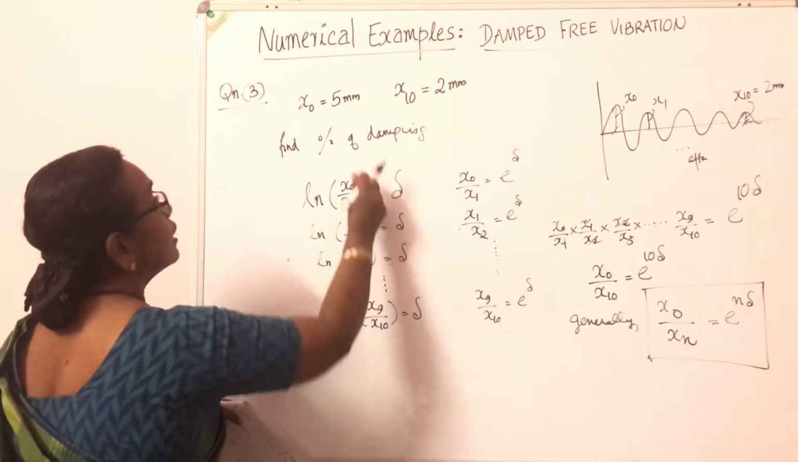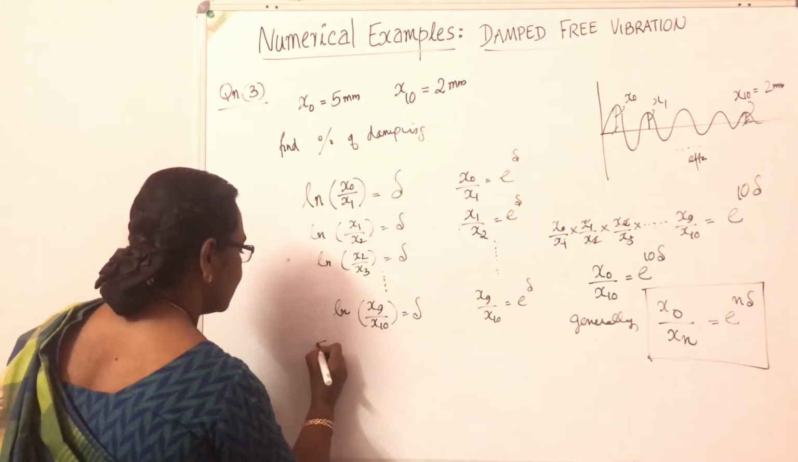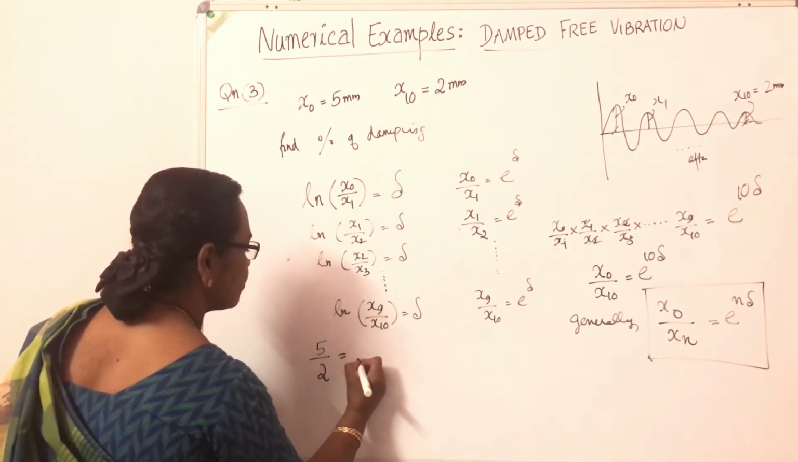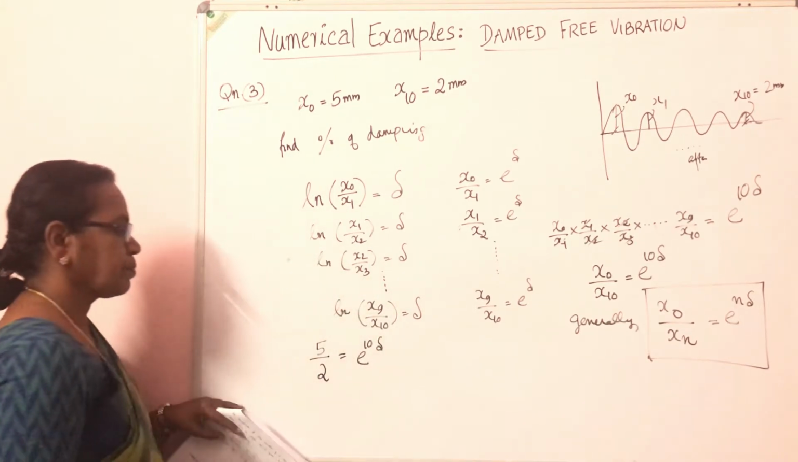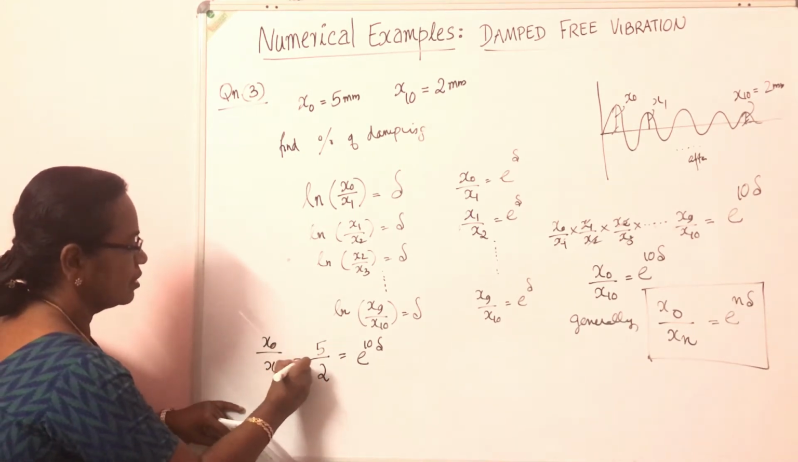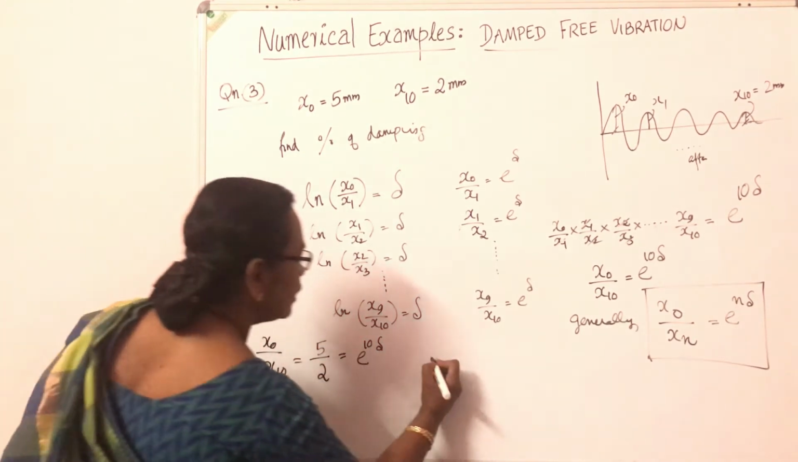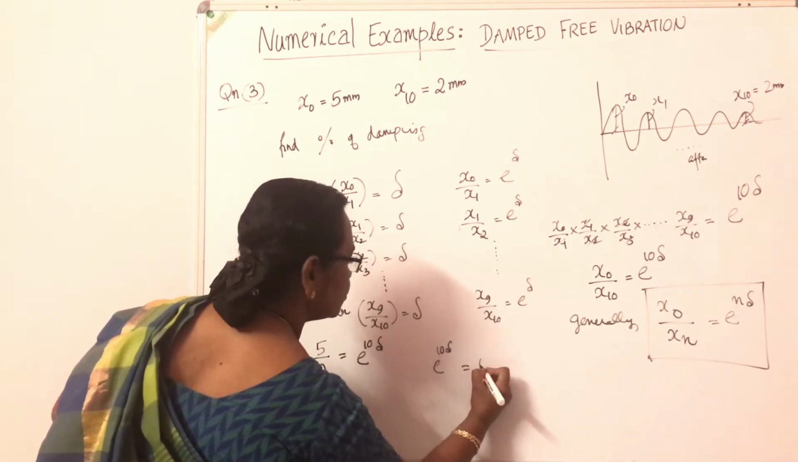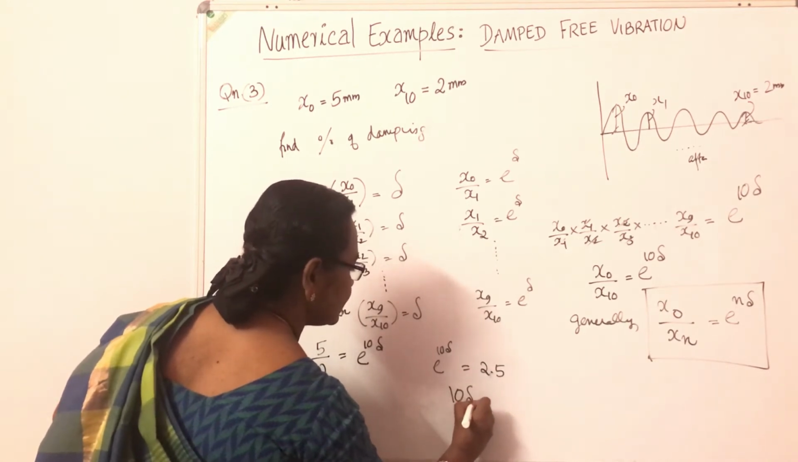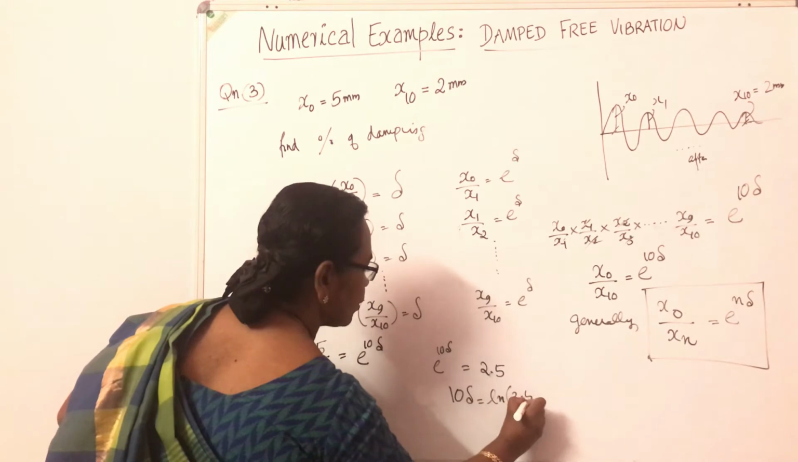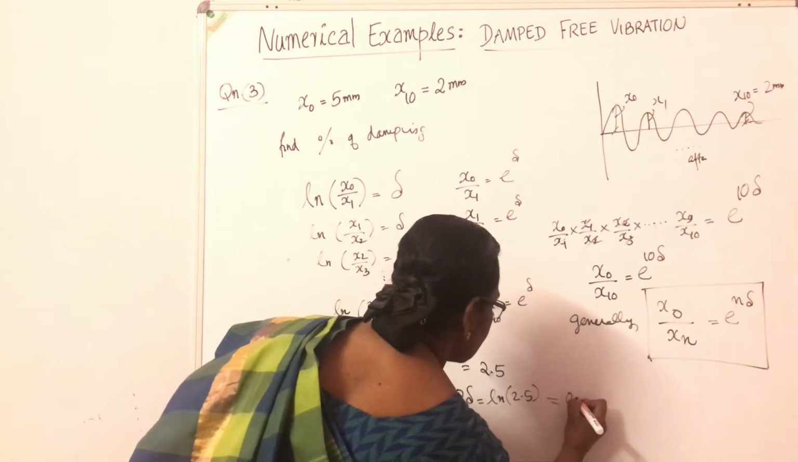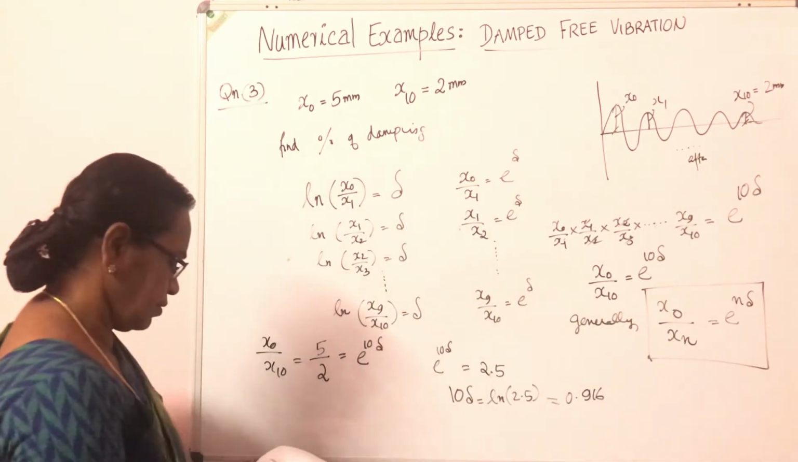So coming to this, here x0 is 5 and x10 is 2, so 5 by 2 is equal to x0 by x10, which is equal to e raised to 10 delta. So e raised to 10 delta is equal to 5 by 2, which is 2.5. From that you get 10 delta, which is the natural logarithm of 2.5, and from that we get 0.916.